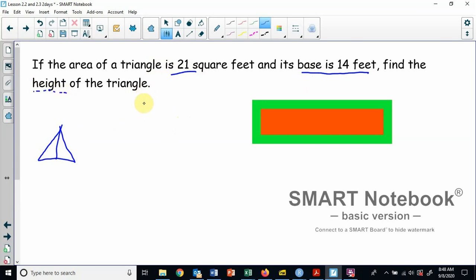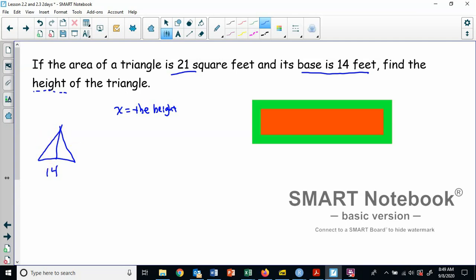So once again, if you look at what they're asking for, that's going to be the easy way to define what x is. Asking for the height of the triangle, so let's let x be the height. Or x equals the height of the triangle. I'm just going to go with the height. We know what we're talking about here. Okay. Now look at what we know. We know the base is 14 feet.